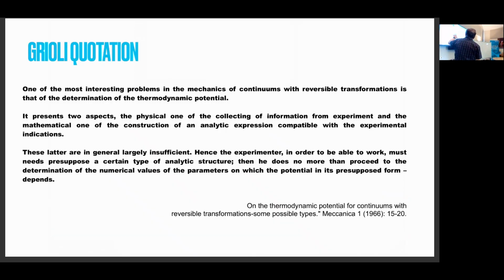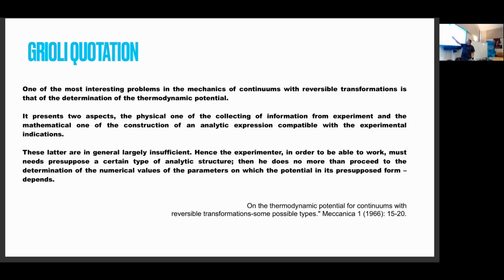When I read the paper by Grioli, the paper I've shown you before, I was truly interested by the fact that, at a certain moment, Grioli says, one of the most interesting problems in the mechanics of continua with reversible transformation, so elastic materials, like a rubber band. You know? The rubber band may be easily deformed, and when you remove the cause of the deformation, it comes back exactly to the reference configuration. Is that of the determination of the thermodynamic potential.